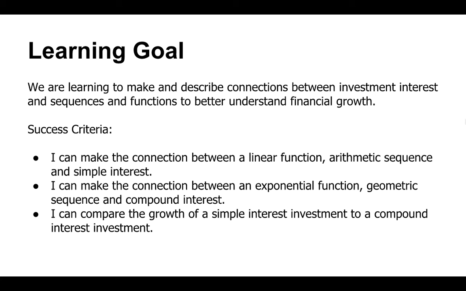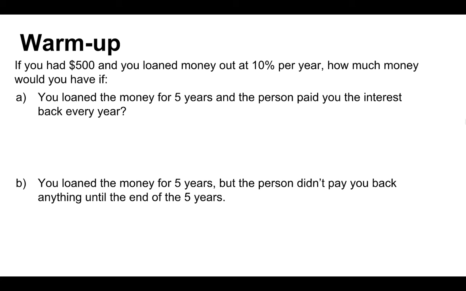Some of this is going to be done in the homework, making connections on your own. We'll do some examples together. So first off, just asking the question, if you had $500 and you're loaning it out at 10% per year, how much money would you have if you loaned the money for 5 years and the person paid you back every year? So they paid you back what money it gained every year.